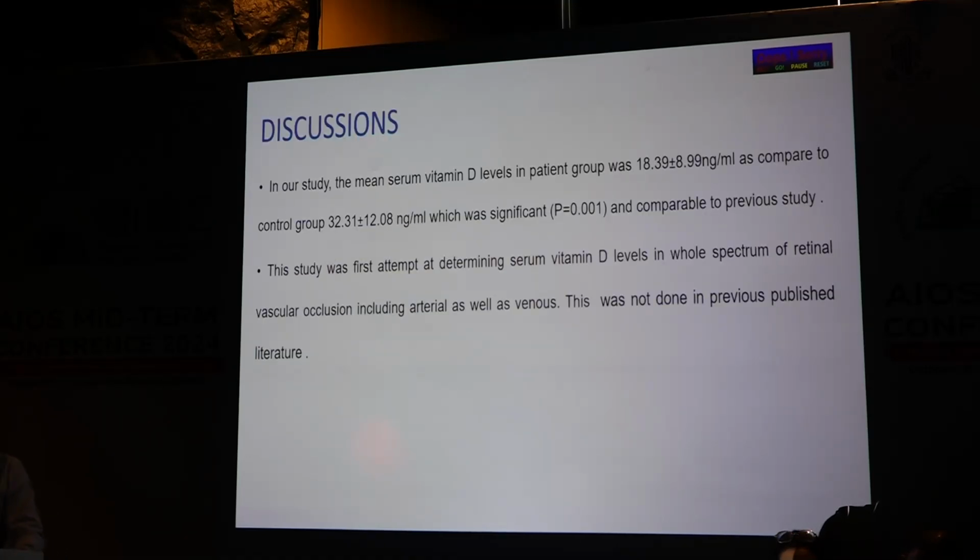Discussion: the mean serum vitamin D level in our patient group was found to be 18 as compared to the control group, which was found to be 32. This study was the first time determining the vitamin D level in the whole spectrum of retinal vascular occlusion, including arterial as well as venous. This was not done previously in the published literature.